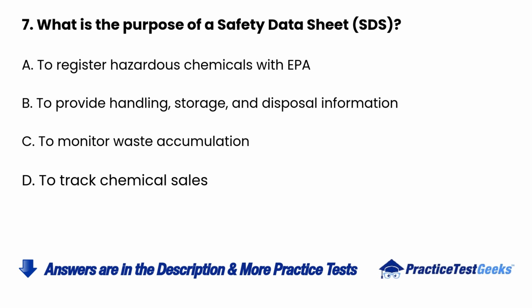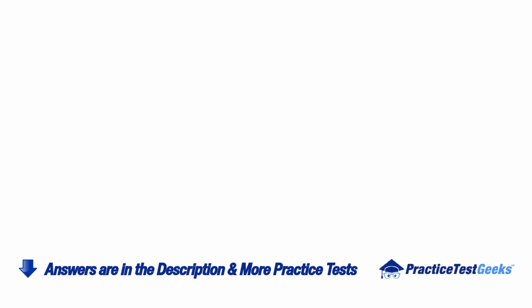What is the purpose of a safety data sheet, SDS? A. To register hazardous chemicals with EPA. B. To provide handling, storage, and disposal information. C. To monitor waste accumulation. D. To track chemical sales.